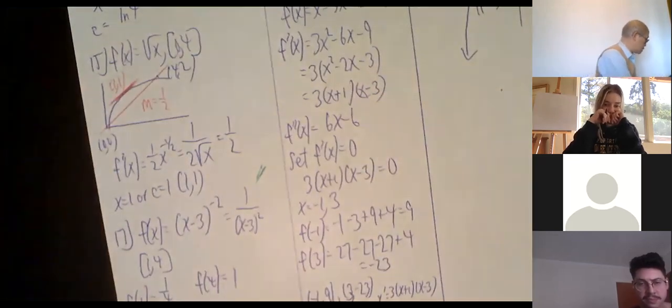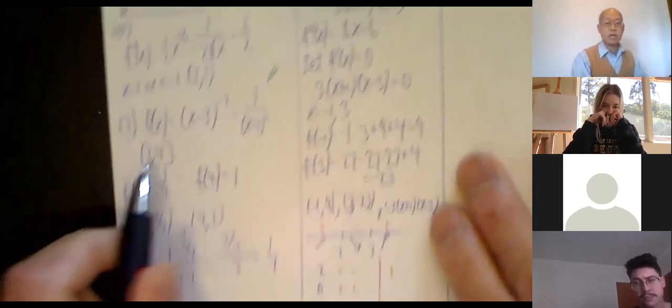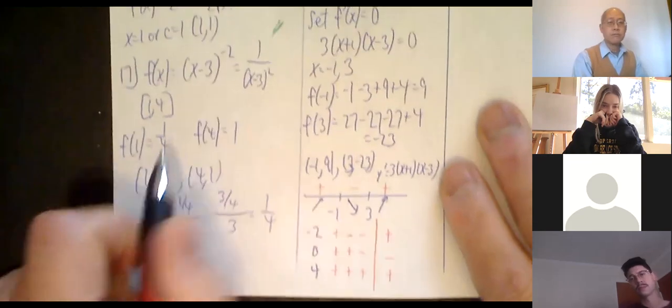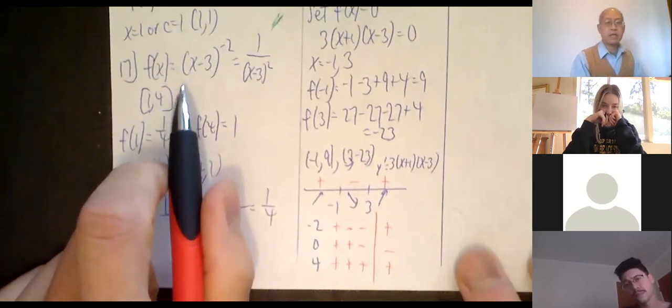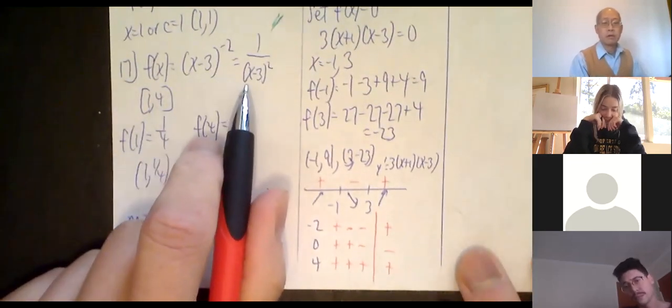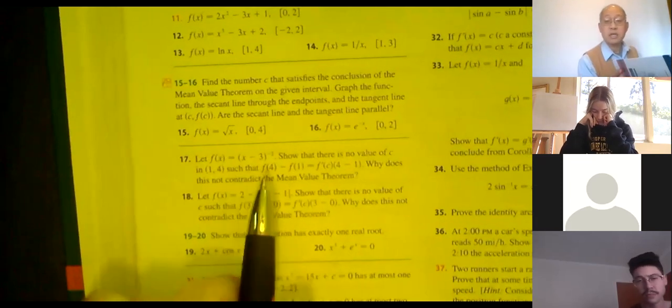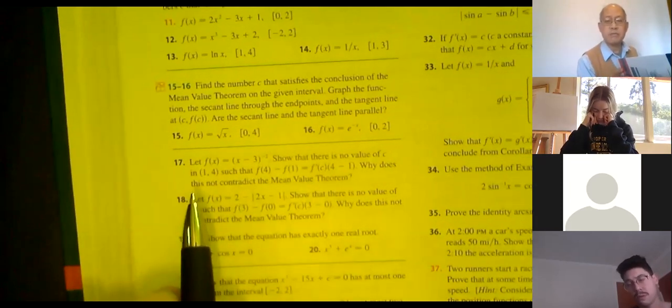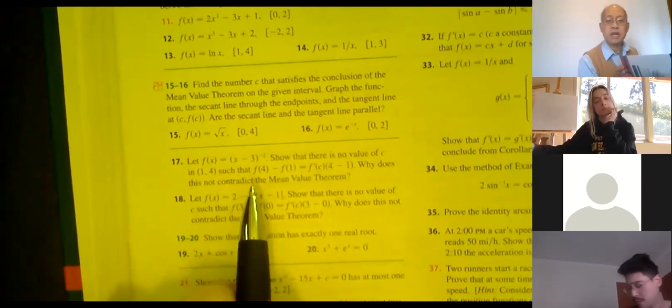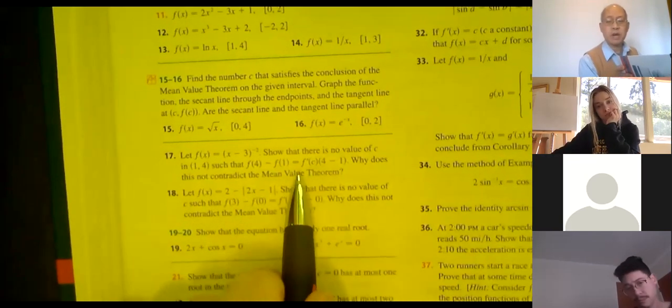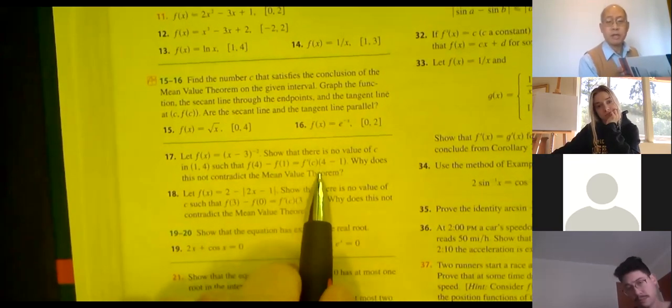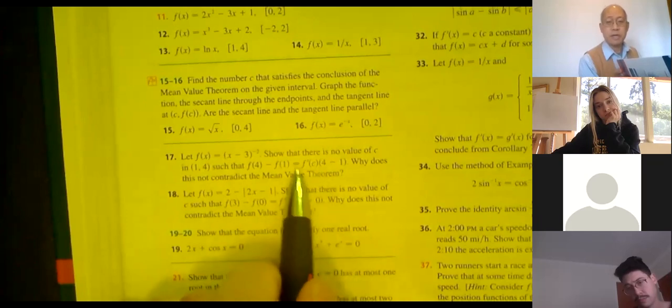So I just wanted to show you number 17 and then go on to new stuff. f of x is x minus 3 to the negative 2 power, which is the same thing as 1 over x minus 3 squared. It says, show that there's no value of c between 1 and 4 such that f of 4 minus f of 1 equals f prime of c times 4 minus 1. In other words, it's not true that the slope of the line joining the 2 endpoints can be attained.